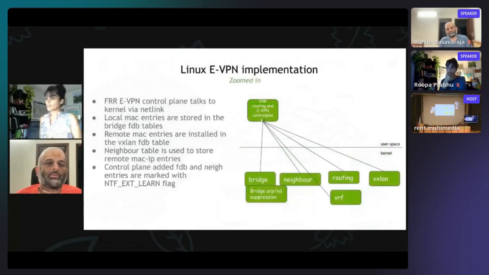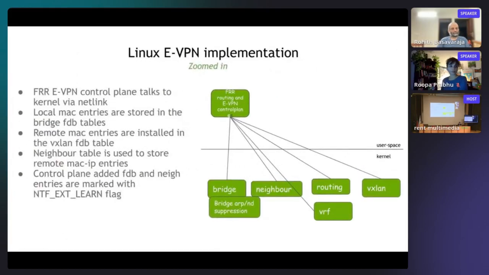Zooming in a little bit, this is what it looks like. It's a summary of what I just said. The critical things are the bridge forwarding table, the VXLAN forwarding table, if you know how it works in the Linux kernel already, and the neighbor table, the neighbor subsystem. The critical thing is we have to distinguish between the local and the remote entries for BGP to understand. We tag each entry with flags, and one of them is NTF_EXT_LEARN. There are many other flags we have added into the Linux kernel over the years.